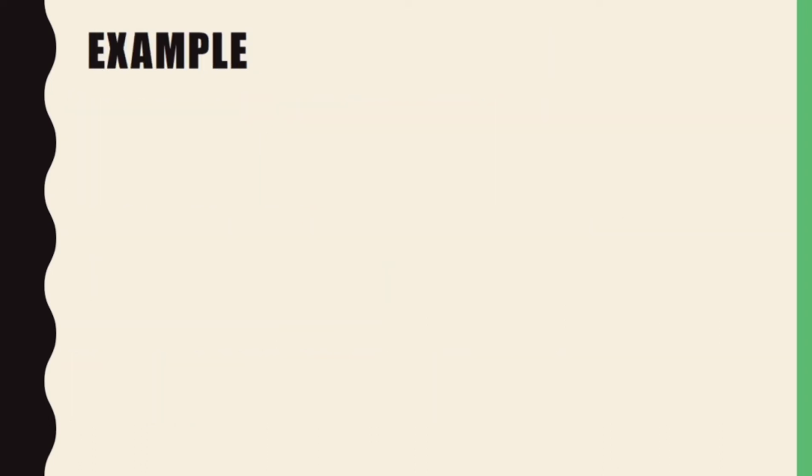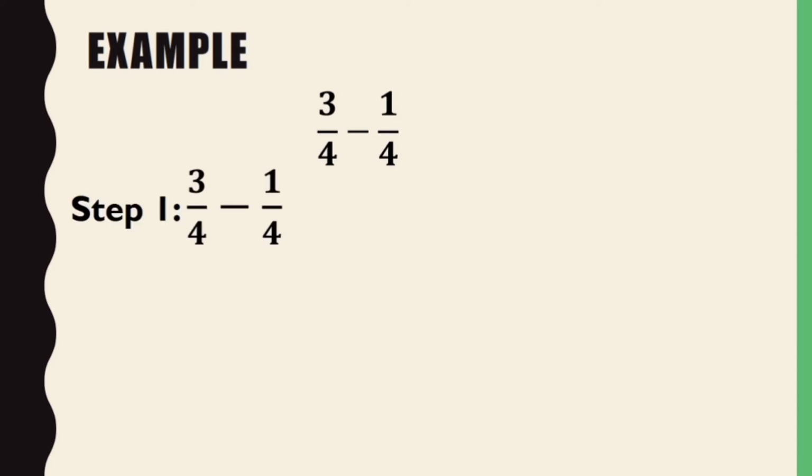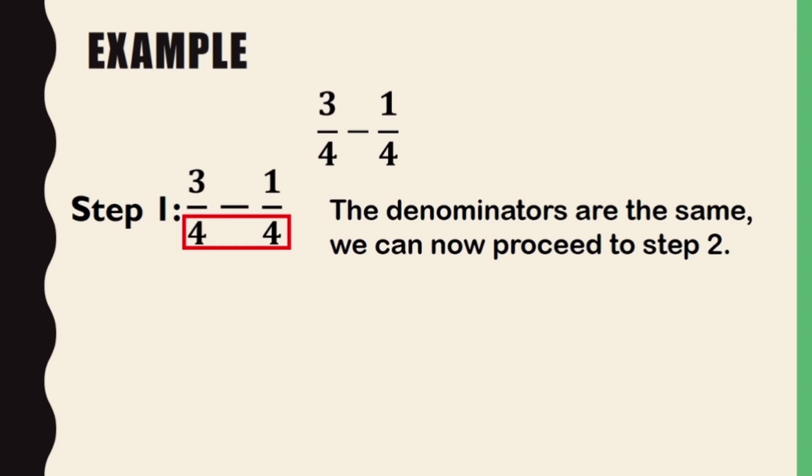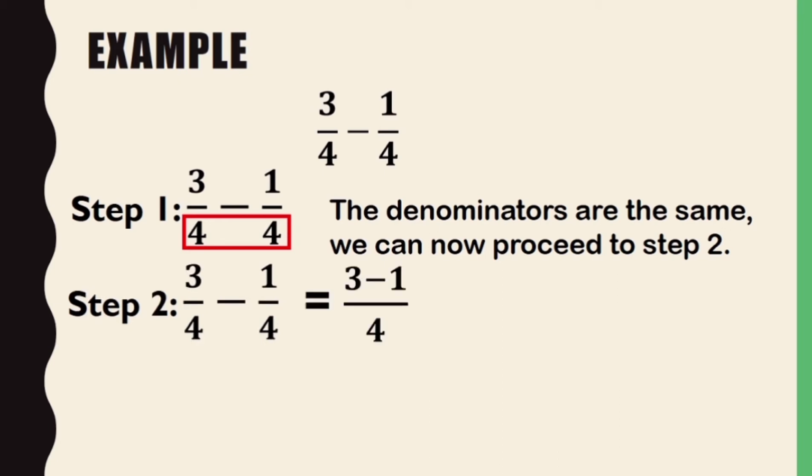So let us have an example. So we have 3/4 minus 1/4. So for step number 1, as you can see, the denominators are the same. So we can now easily proceed to step number 2. So step 2, we will just copy the denominator and subtract the numerator. So 3 minus 1 over 4.